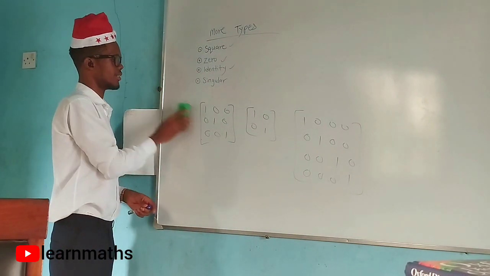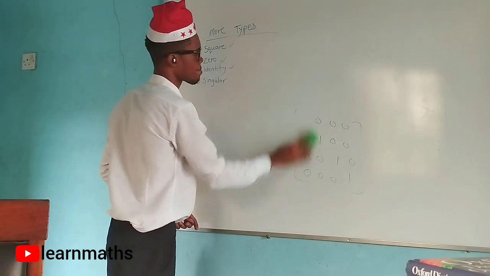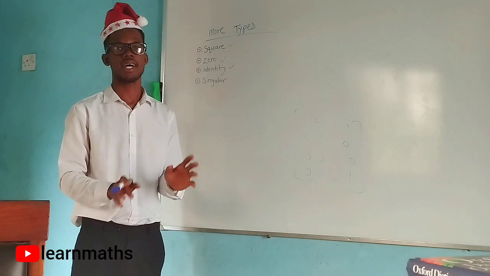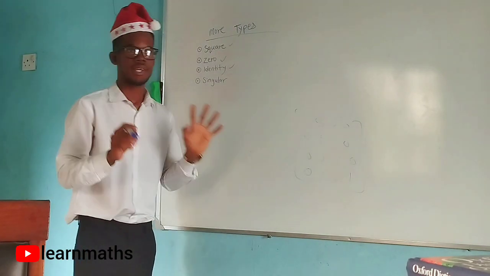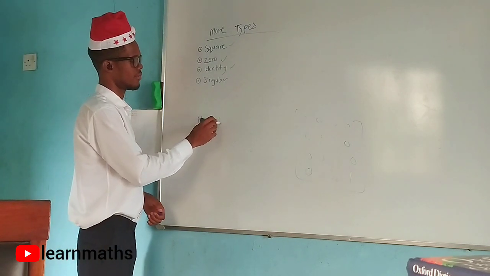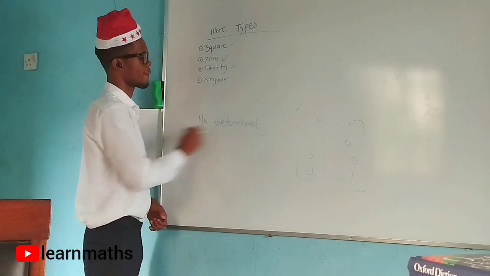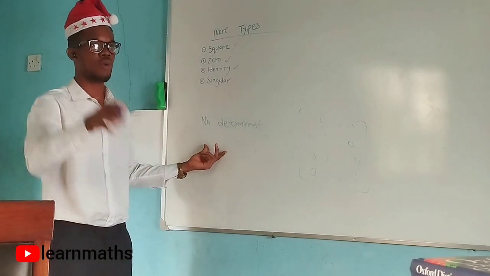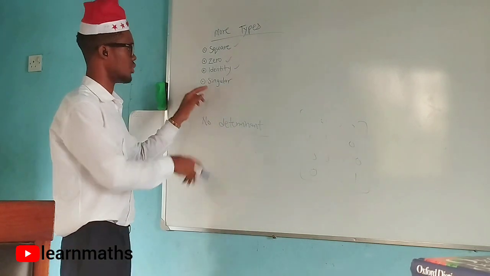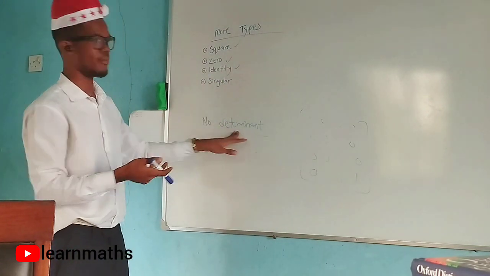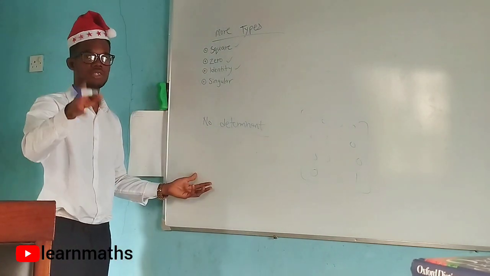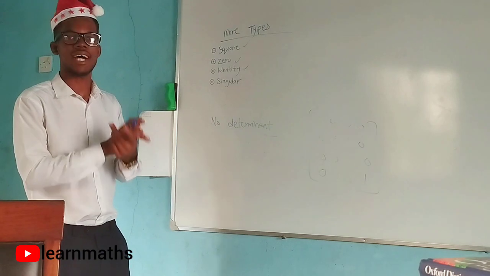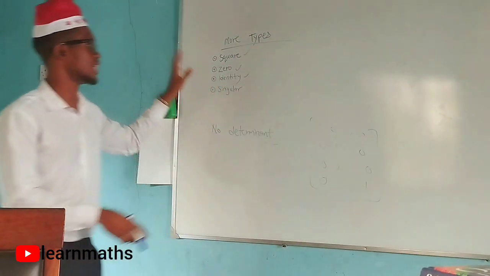Finally, let's look at the singular matrix. Take note of this. A singular matrix is a matrix that has 0 as its determinant, or is a matrix that has no determinant. Since I have not explained what a determinant actually means, I can't give you an example, right? When we talk about determinants, then I'm going to explain the singular matrix for you. But for now, we just know that a singular matrix is a matrix that has 0 as its determinant, or a matrix that has no determinant. Alright, so let's proceed with addition of matrices.